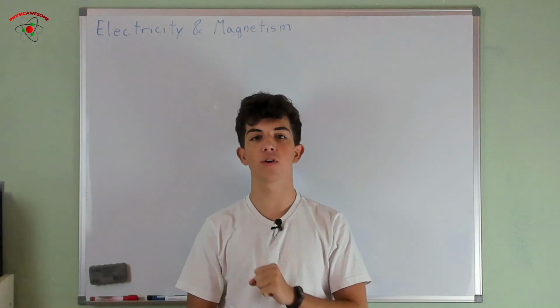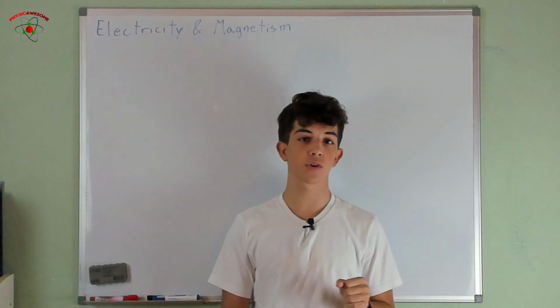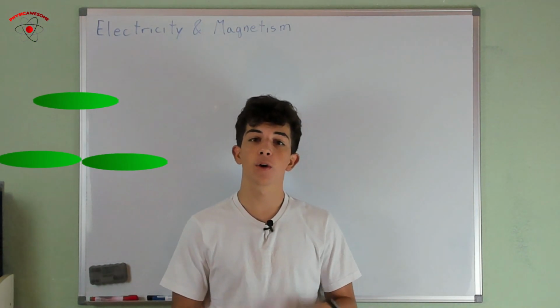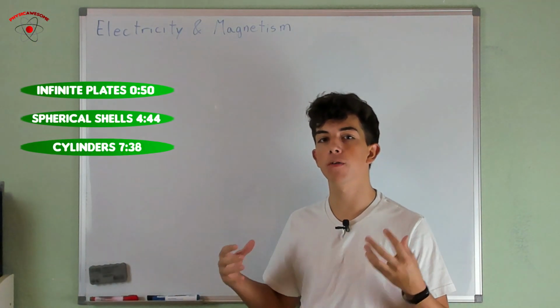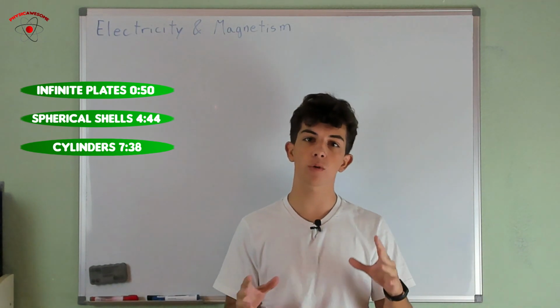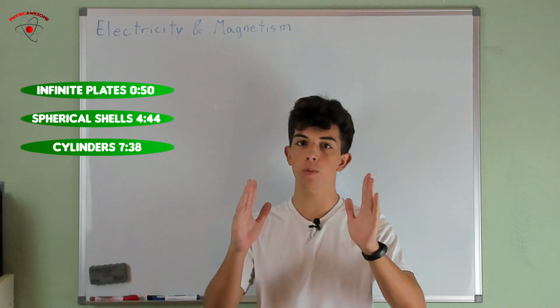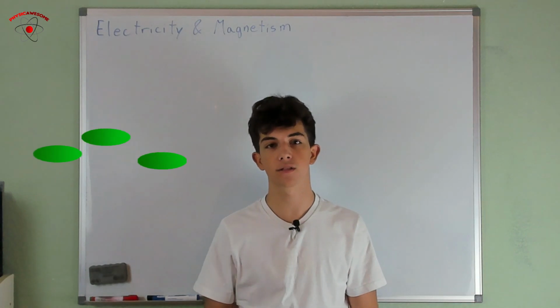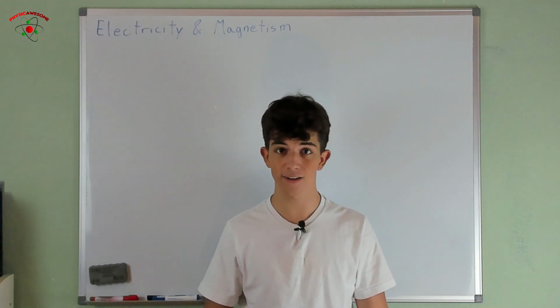Hi everyone, back in a new awesome video, and today we're going to continue with our series about electricity and magnetism. Today we will continue treating the topic of electric potential. Specifically, we will calculate the electric potential difference between two plates, two spherical cells, and two cylindrical cells. So, let's start.